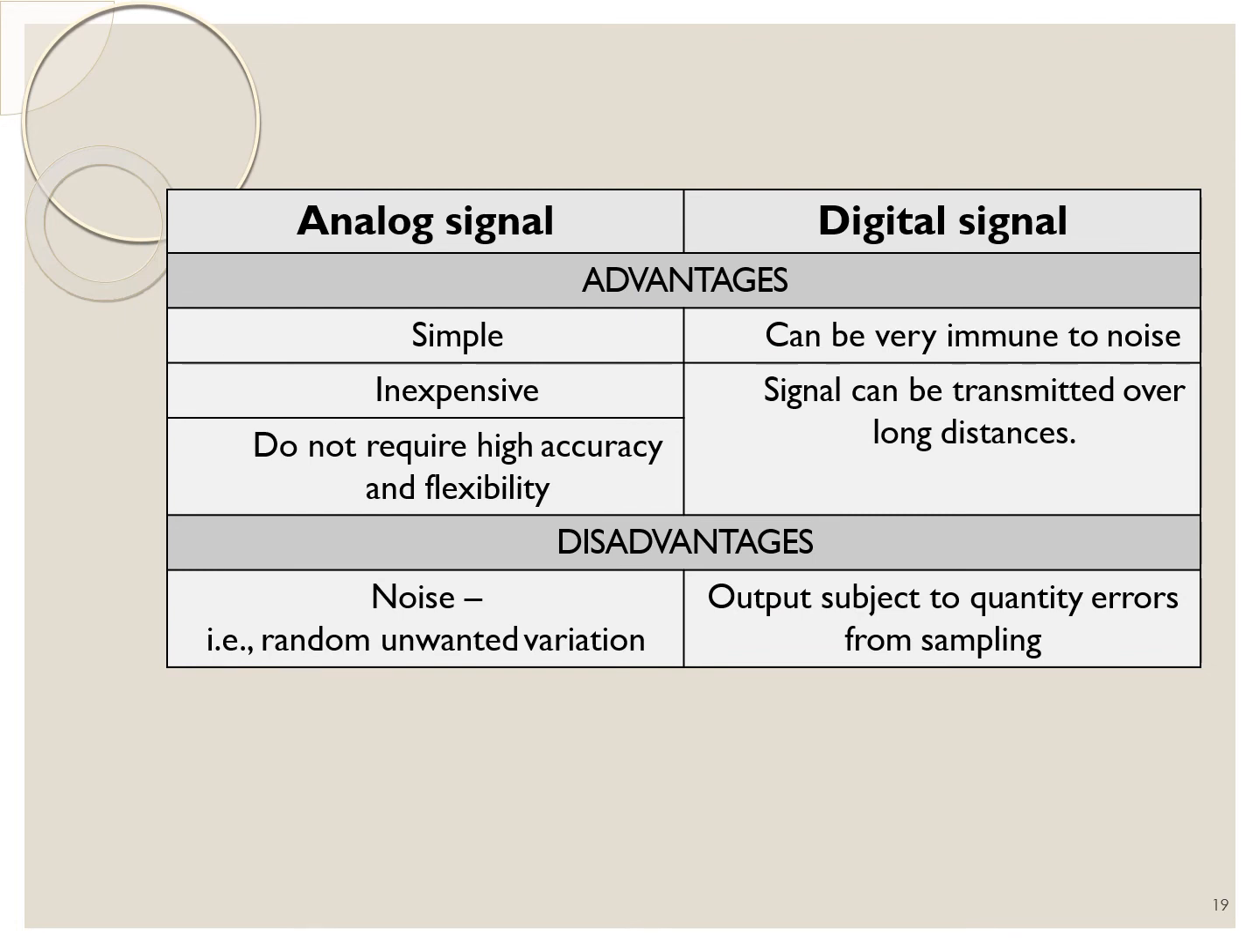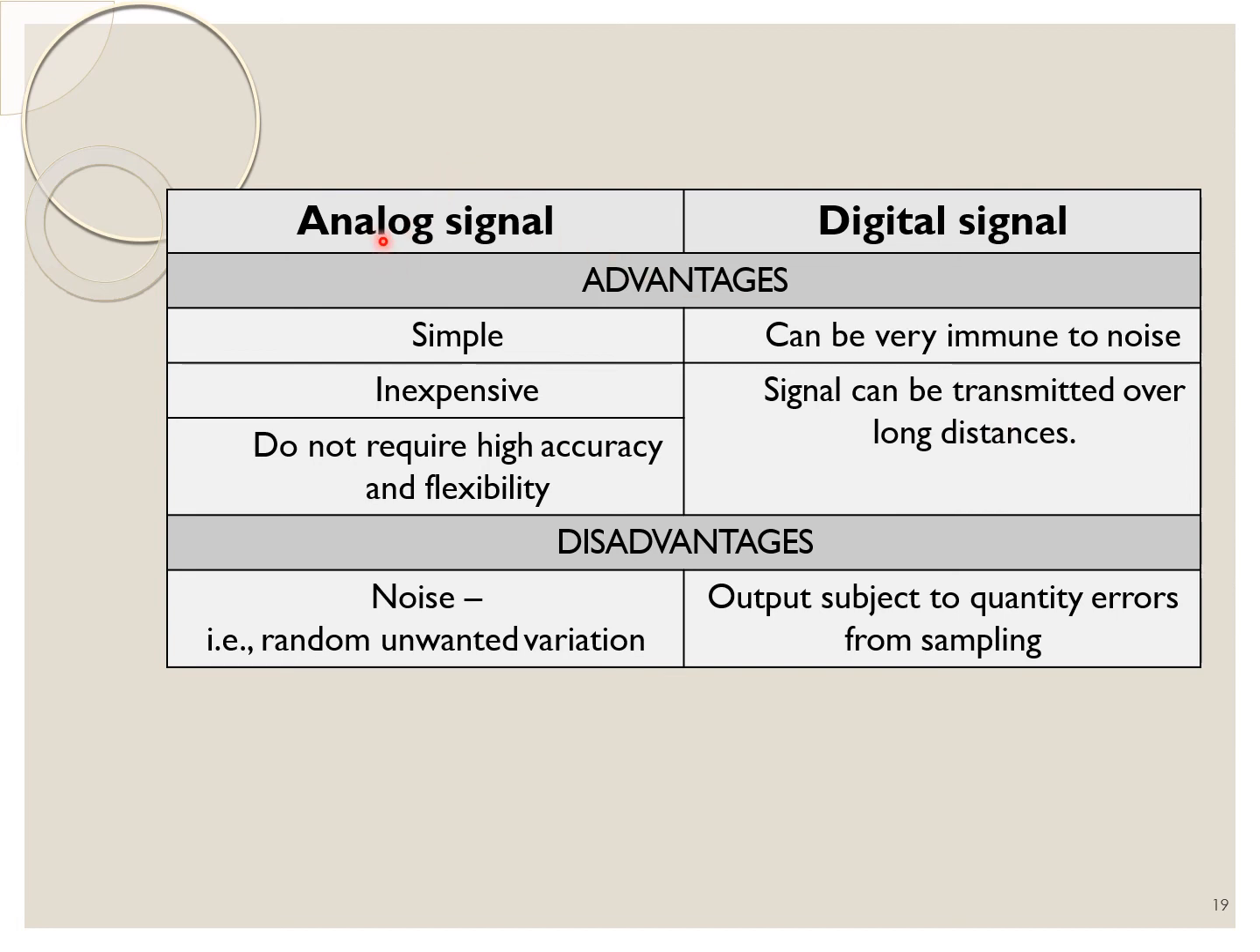Okay. So the difference of analog signal and digital signal. The advantages: analog signal is simple, inexpensive, and does not require high accuracy and flexibility. Digital signal can be very immune to noise, and the signal can also be transmitted over long distance.